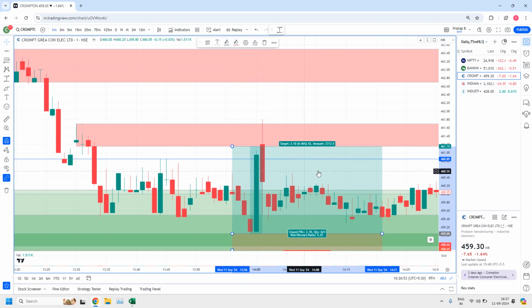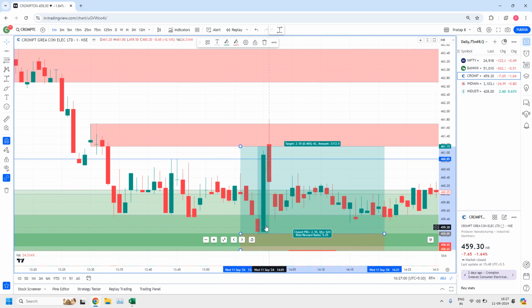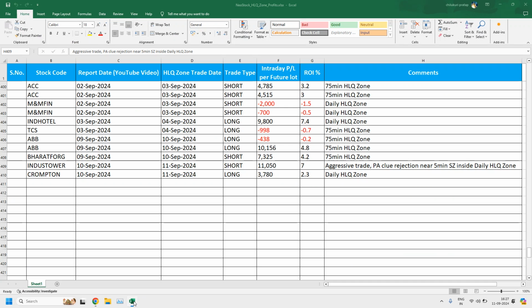Up to type 2 proximal, it has given 1:5.25 RR. So that's why it's a very good trade. From the RR point of view, it's a very good trade. But from the ROI point of view, it didn't meet our requirement. So from this entry, a fine-tuned 5 minute zone, until this 1 minute type 2 proximal, it has given a profit of 3,780 rupees. And it is a 2.3% ROI, return on the investment.